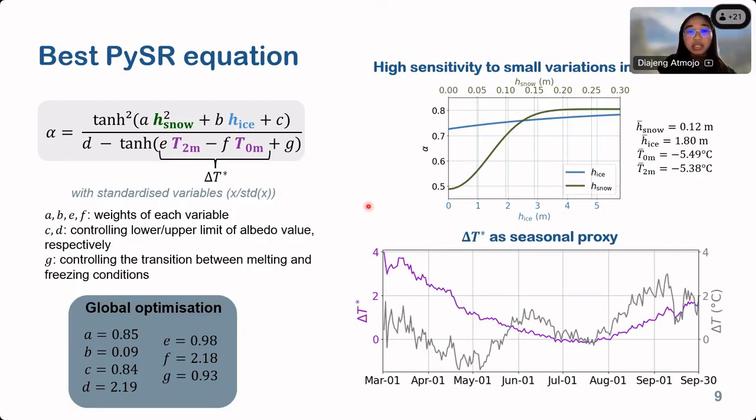The second mechanism is that the weighted temperature difference between 2-meter and surface temperature serves as a seasonal proxy. This diagram shows not only the weighted temperature difference, but also the unweighted temperature difference. Here we only want to show that the weights uncover the seasonal behavior of the temperature difference.